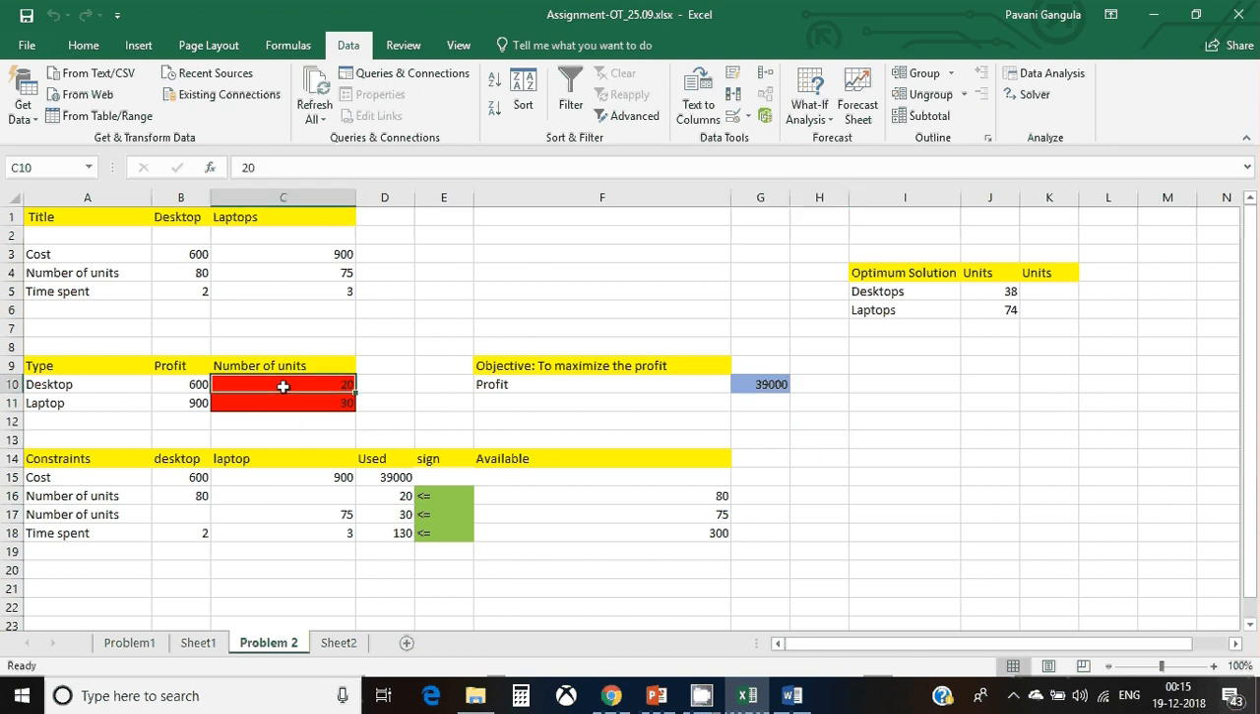Depending upon the values given here, the values for the constraints and the value of profit will be changing. For example, set this cell value to 25 and set this particular cell value to say 40. We'll see that as these values change, the values in cells D16, D17, D18 and G10 change automatically. We can also use Solver, which is available under the Data tab, that is here, to get the optimum number of units for both desktops and laptops.